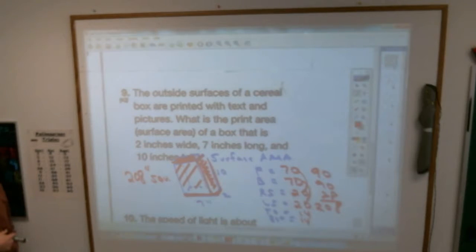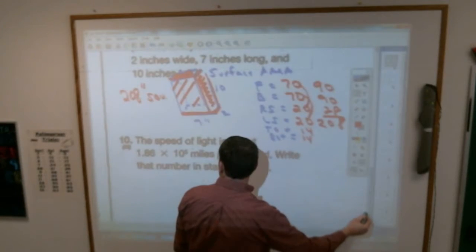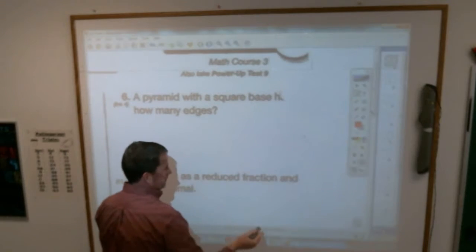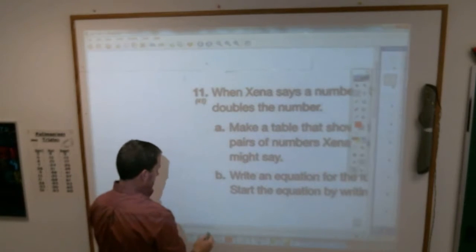Fisher? Number 11, is that over here on the other side? I'm sure it's on the other side. Oh, it's on the other page. How would I do number 11?